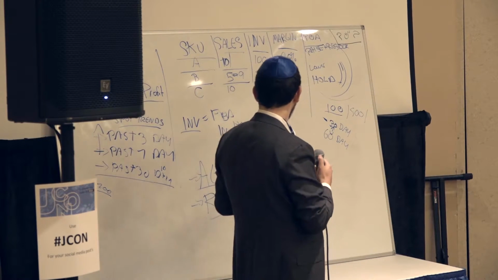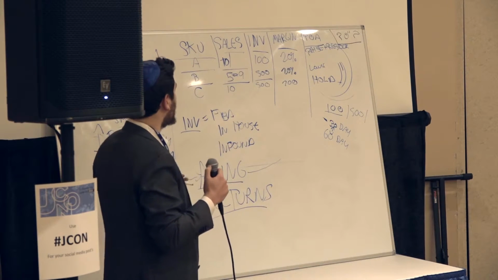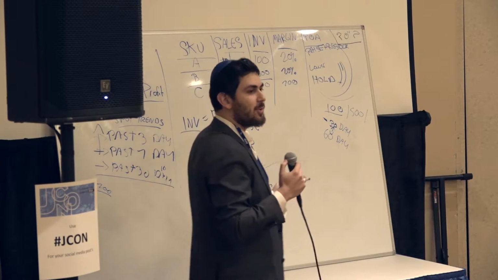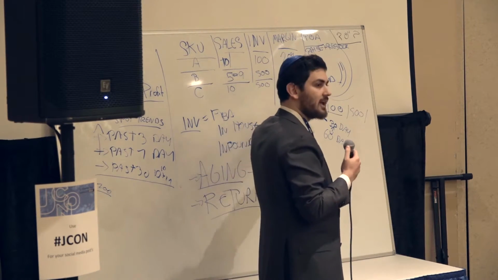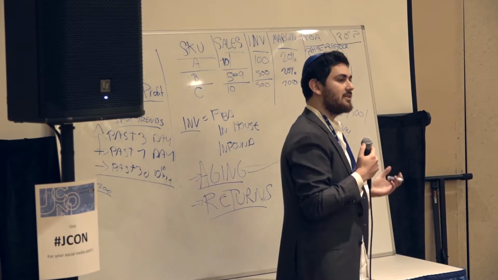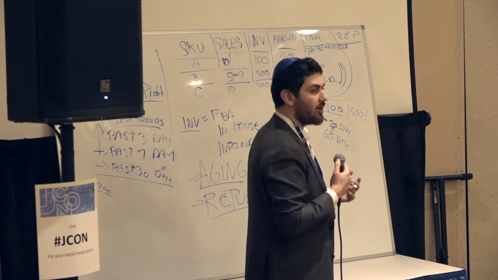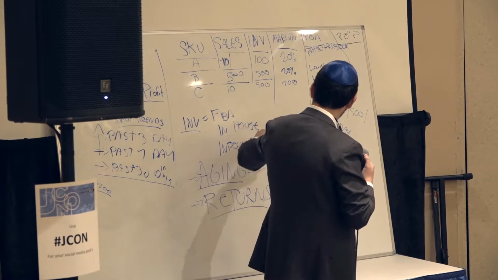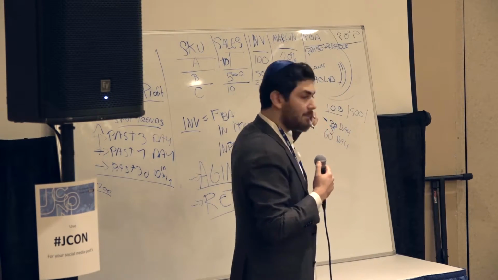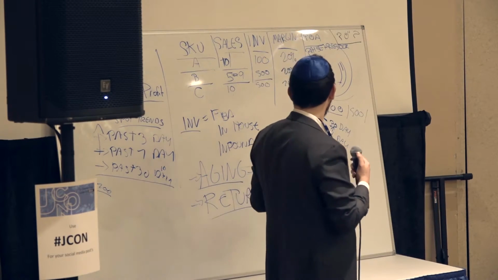I'm running out of room on this board. So aging, let's just use a basic example. If you buy 10 products, right? And you buy them all for $10 and you want to make 20% margin, so you sell them all for $12. So you think, hey, that's awesome. I'm buying products, I'm selling them, I'm making money, everything's cool.